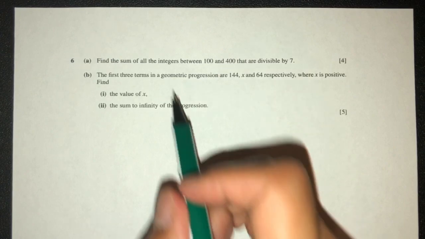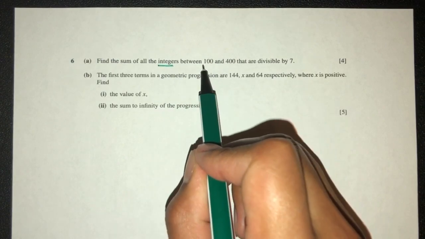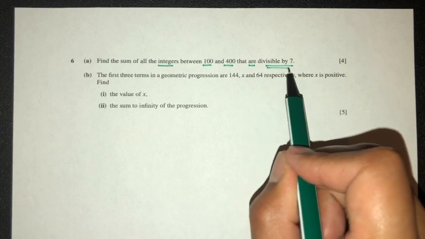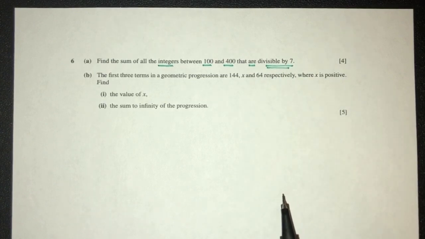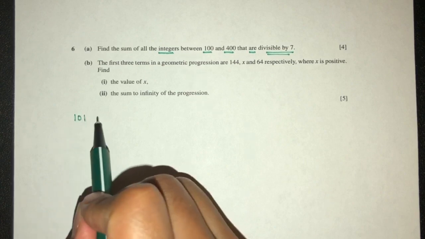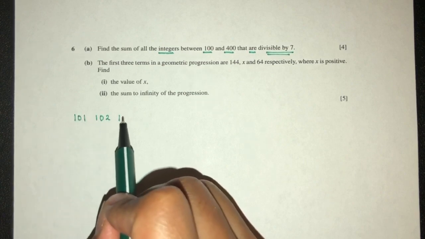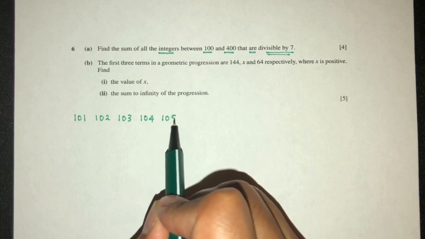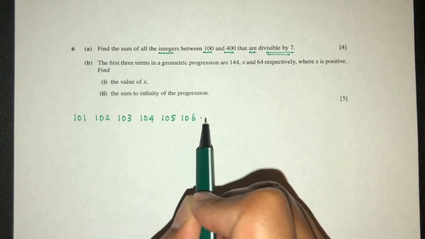So find the sum of all the integers between 100 and 400 that are divisible by 7. Okay, so one by one. How can we find this? So pretty interesting question. For example, what are the integers between 100 and 400? We have 101, 102, 103, 104, 105, 106, and so on, right?